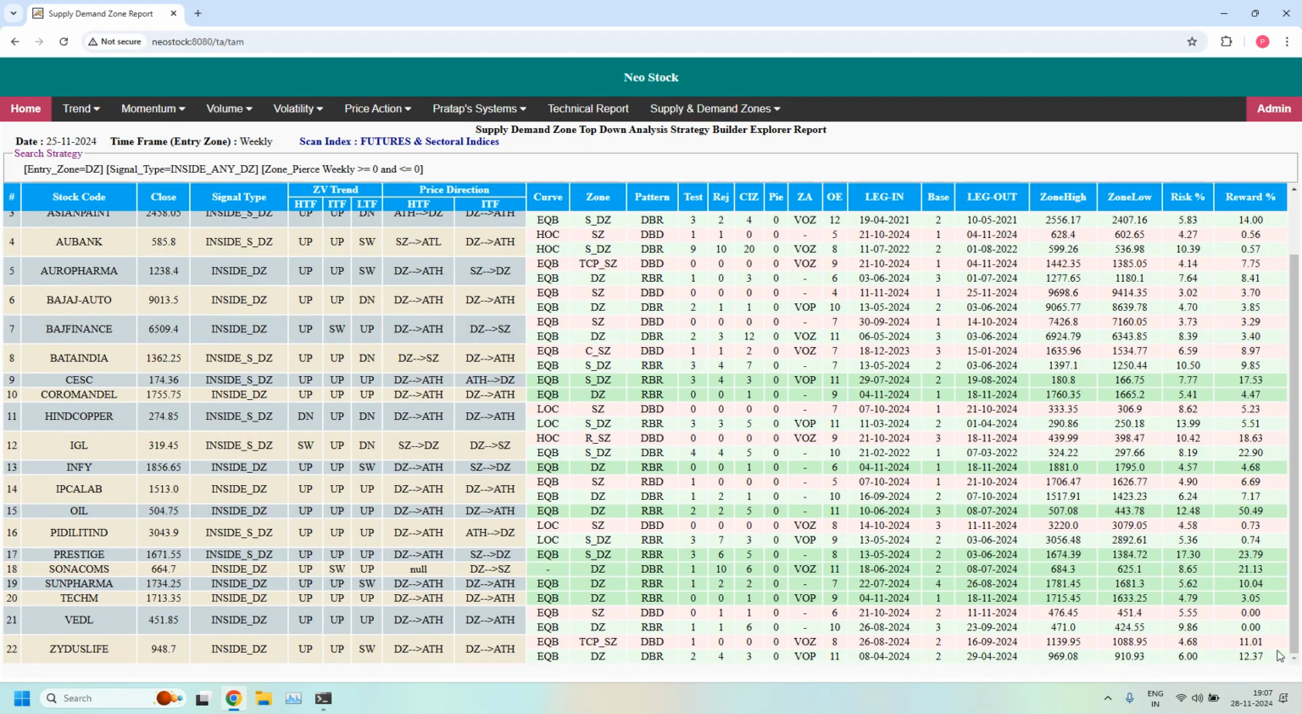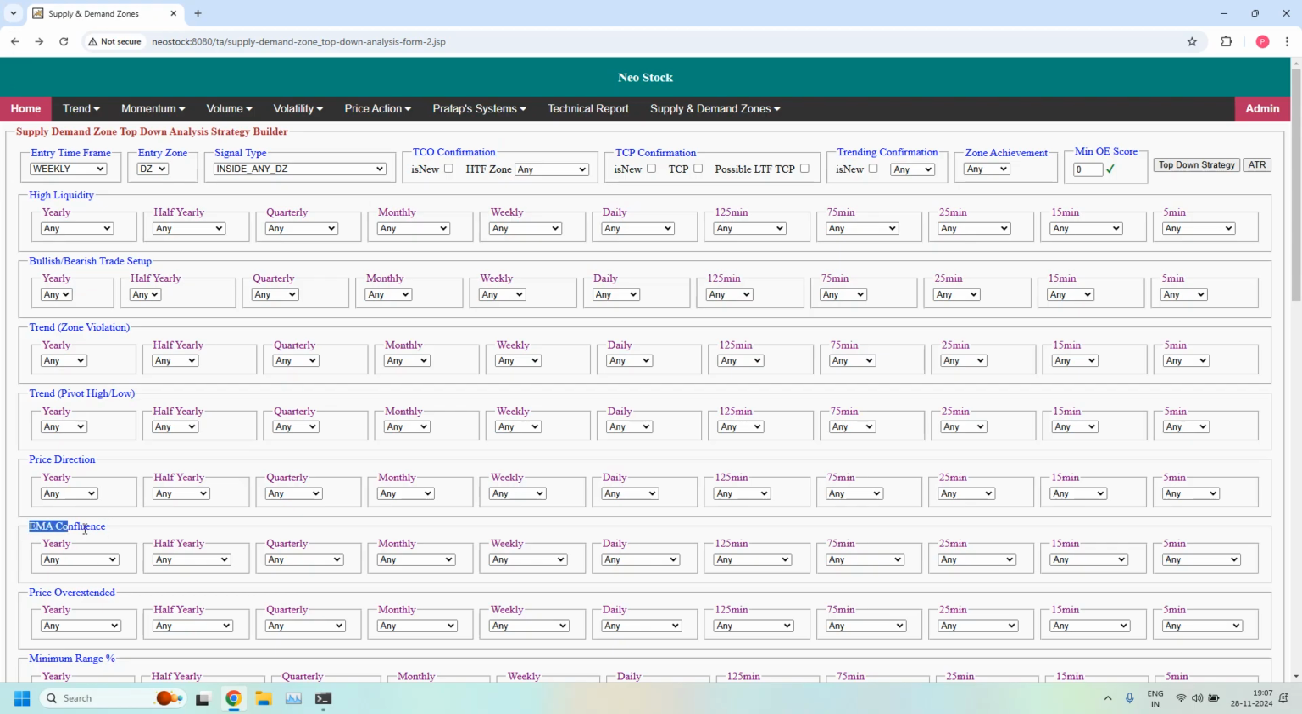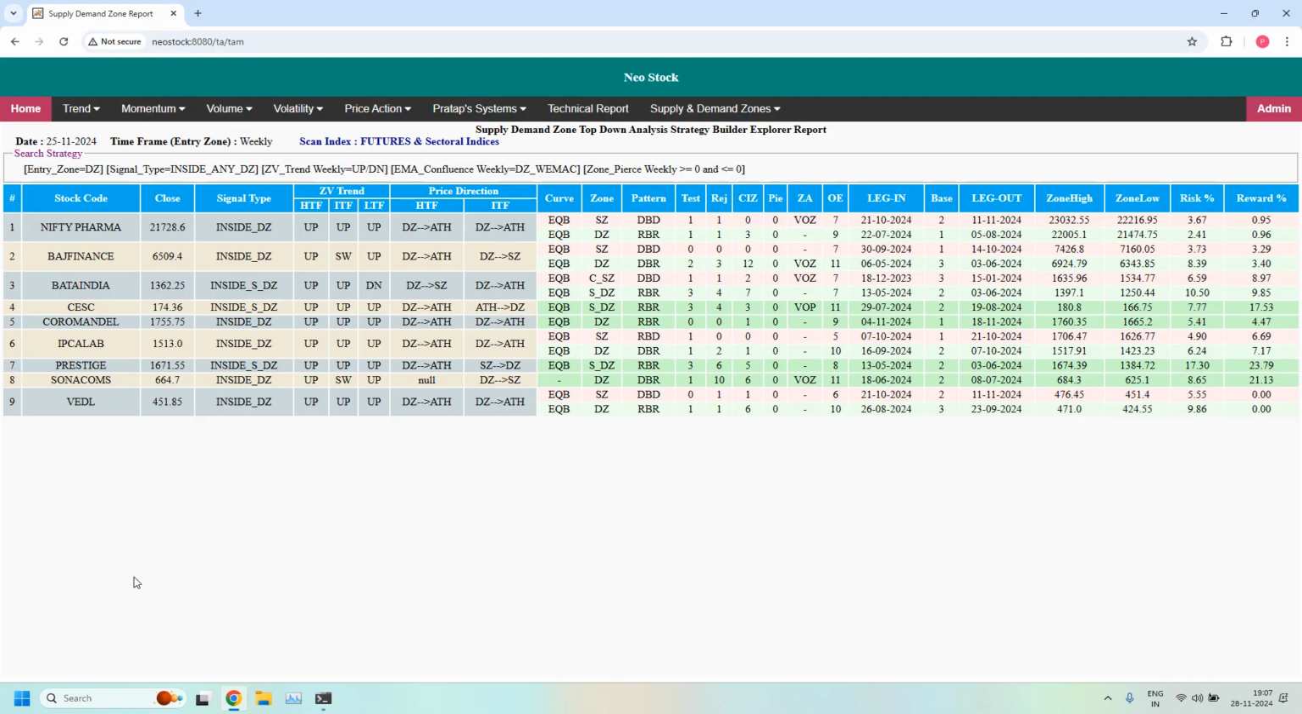In these demand zones, the high probability supported zones, one way you can consider based on the high liquidity zones, and another way based on EMA Confluence. In the EMA Confluence, weekly time frame, weekly demand zones having weekly EMA Confluence, and the trend should be on weekly time frame, either up or down trend. We got 9 stocks. In these 9 weekly demand zones, they are having weekly EMA Confluence.